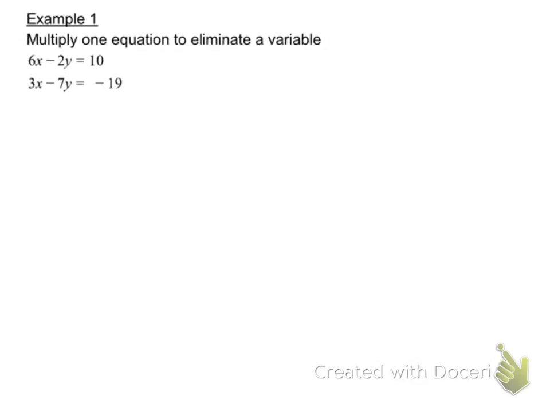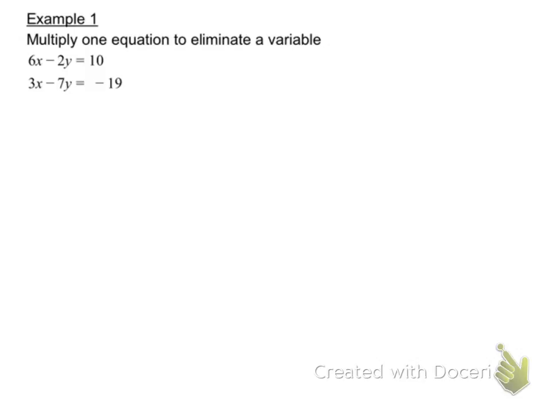We have 6x minus 2y equals 10 and 3x minus 7y equals negative 19. What I try to do is look for the easiest option: if I multiply this number by some constant, can I make it look like the other number? So can I make a 6 look like a 3? Yes, I could divide it by 2 or multiply it by half, but that's multiplying by a fraction. Nobody wants to do that.